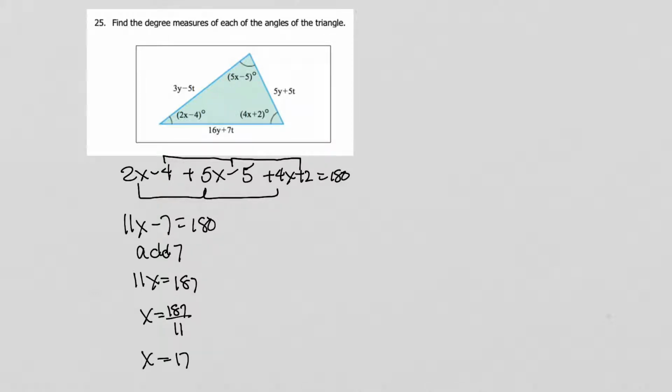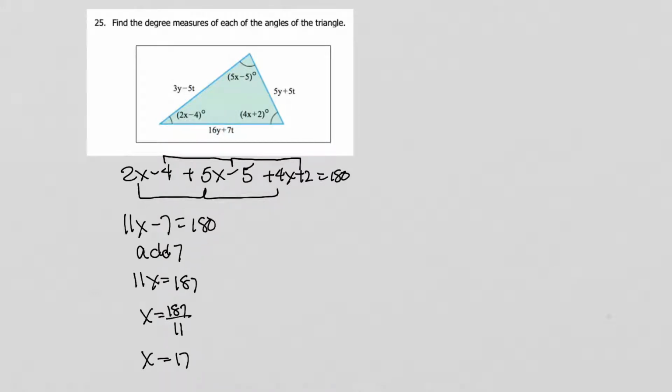But now we know we're not done here, right? Because we're asked for the measures of each angle. So we have the x value. We have that x, and that x, and that x we found here to be 17. So we need to put this 17 back into each one of those measures. So it's going to look like this.